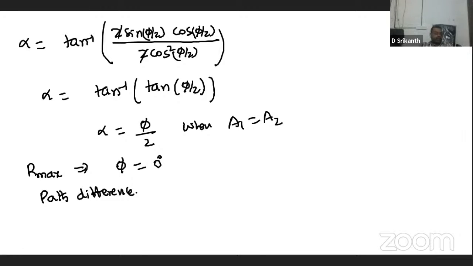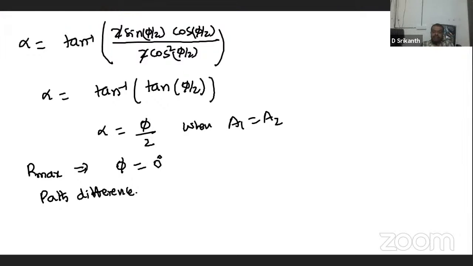Say for example, suppose from Hyderabad I want to go to Bombay. One person will go from Hyderabad to Goa and Goa to Bombay. Another person will go from Hyderabad to Bangalore and Bangalore to Bombay. Two different routes. Then what will happen?